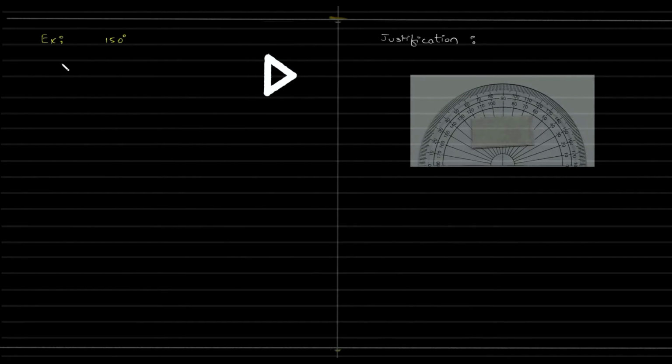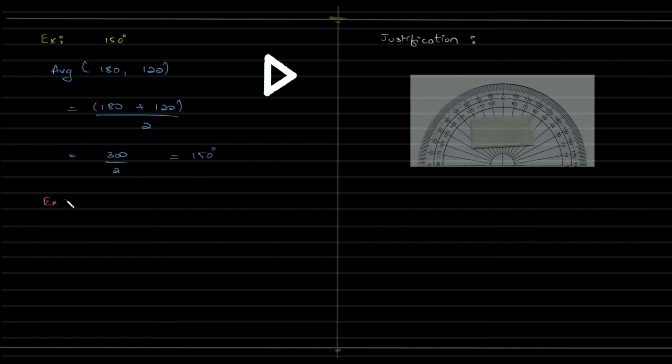See, quite simple. If I take the average between 180 and 120, so this is 180 plus 120, this entire thing divided by 2. So the average is 150°. So that's how you can construct 150°.